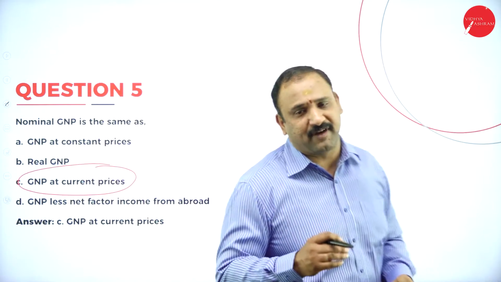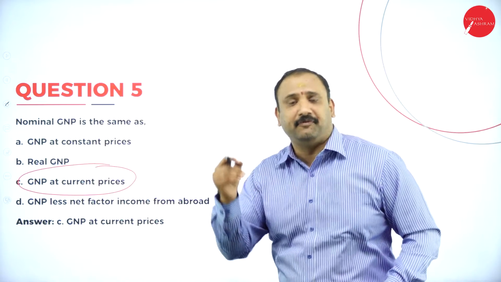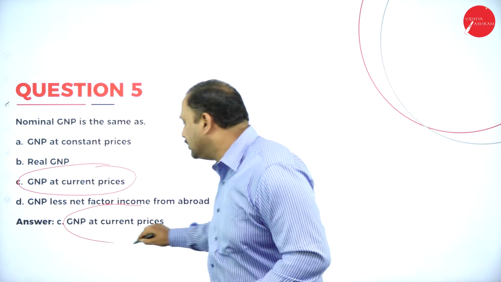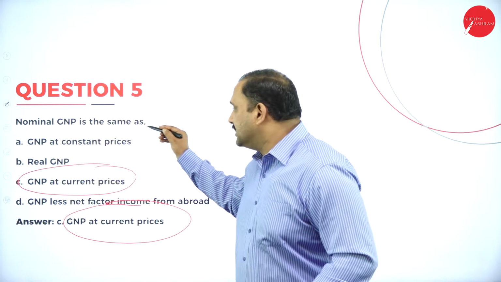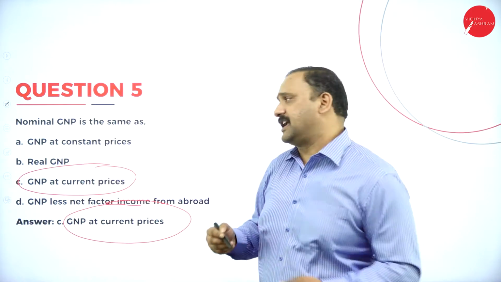When you say the real price, it's all about the market factor. So GNP at current price, the price that is prevailing for a given product, that's what we call the nominal GNP. So the correct answer is nominal GNP is the same as GNP at the current prices.